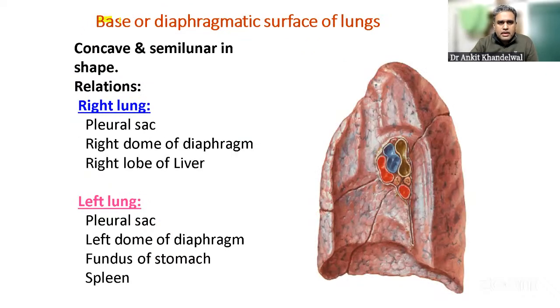Now comes the base or diaphragmatic surface of the lungs. That can also come as a question. So what is the base? Below we have the base. Just imagine what could be below the right lung. Mainly it is the liver, below the diaphragmatic surface of the right lung. But between the liver and the lung we have the diaphragm over here.